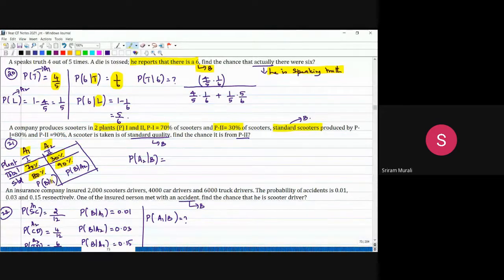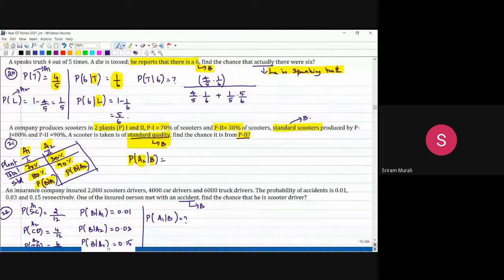So from plant 1, to get a standard scooter, what is the chance? 80%. From plant 2, to get a standard scooter, what is the chance? 90%. So these two must be given. Then only the taken scooter is standard. The taken scooter is standard. If it is from plant 2, standard is decided, so B. If it is from plant 2, A2, what is the chance?